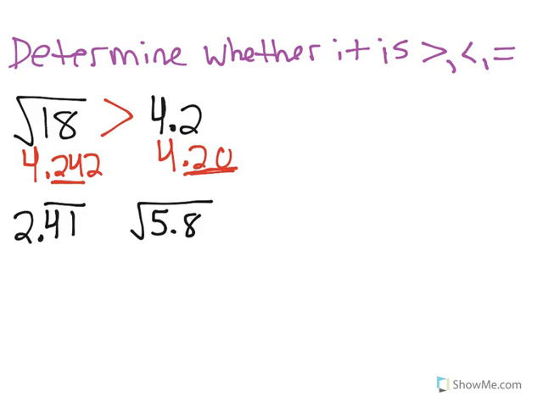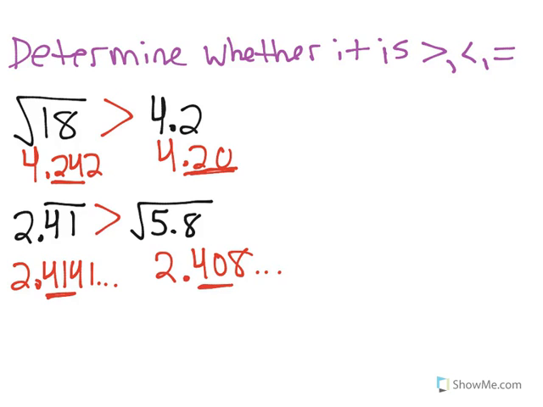Now, for the next one, 2.41, that essentially means 2.4141, and the 41s keep going. Now we need to figure out what is the square root of 5.8. The square root of 5.8 is 2.408, and it keeps going on, but not in a pattern. It goes on forever. It's an irrational number, but that's enough information. They both start off as 2.4, but that first one has 2.41, and that is going to be bigger than 2.40. So this first one is going to be bigger, so that one also happened to be greater than. They can be less than, they can be equal to, but these two examples just happen to both be greater than.